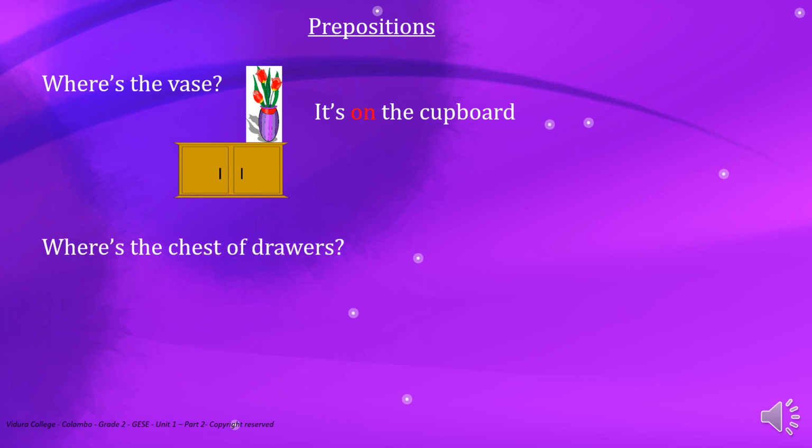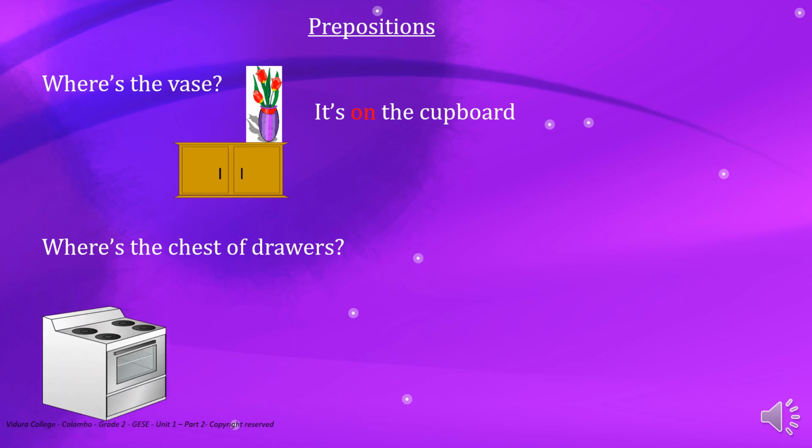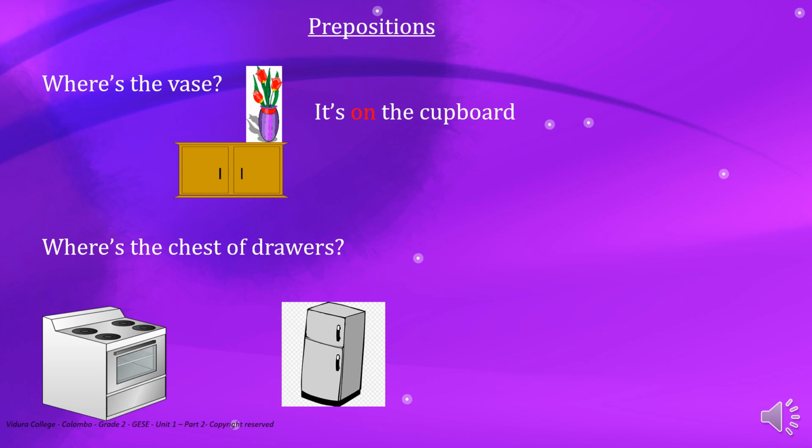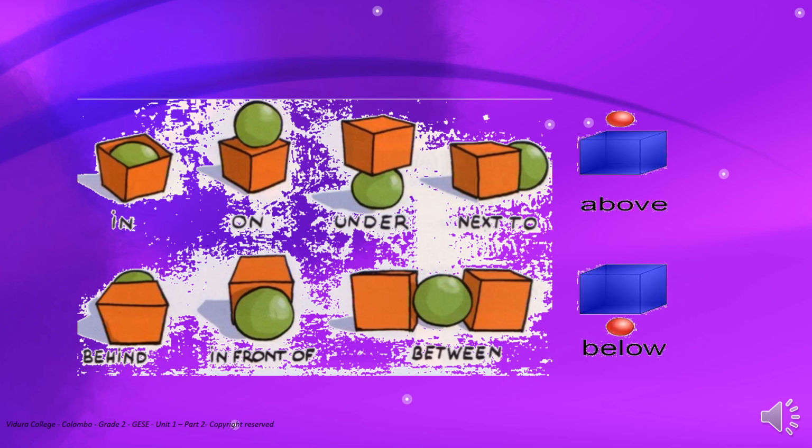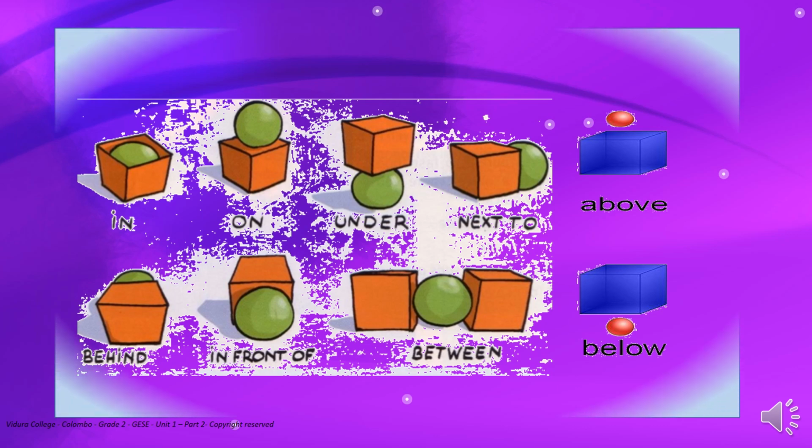Right. We'll see another one. Where's the chest of drawers? We'll see where's that. Okay? So you have a cooker. Then you have a fridge. So where is it? How should the answer be? It's between the cooker and the fridge. Repeat with me. It's between the cooker and the fridge. Excellent.